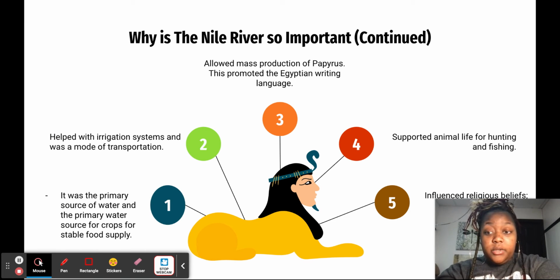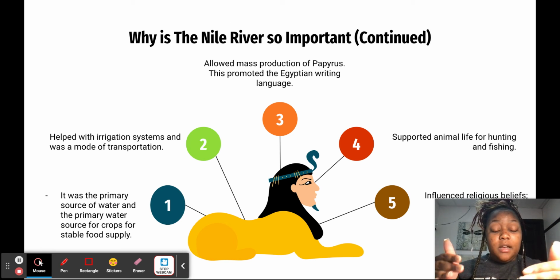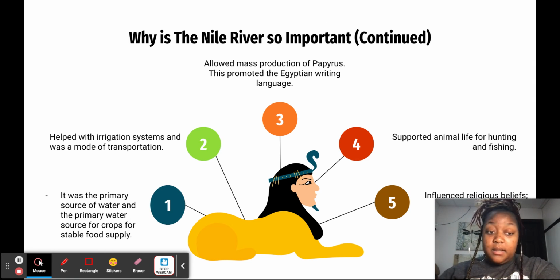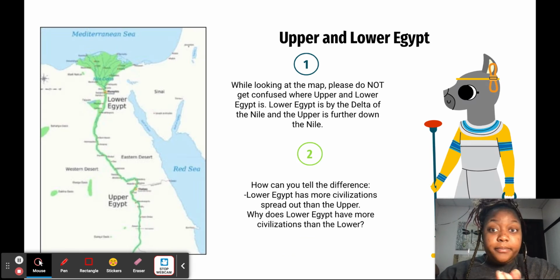Why the Nile River is important, continued. One, it was a primary source of water for people and a primary water source for crops, so people could have a stable food supply. It helped the irrigation systems and was a mode of transportation. And also, it allowed mass production of papyrus. Now, in class tomorrow, I'll go over what an irrigation system is and what papyrus is. Papyrus is a plant that grew around the Nile, and that's how they made their paper. But we'll go into more detail about that tomorrow. It supported animal life for hunting and fishing, and it influenced religious beliefs. Hapi, the god of bounty, they used the Nile in order to pray to that type of god.